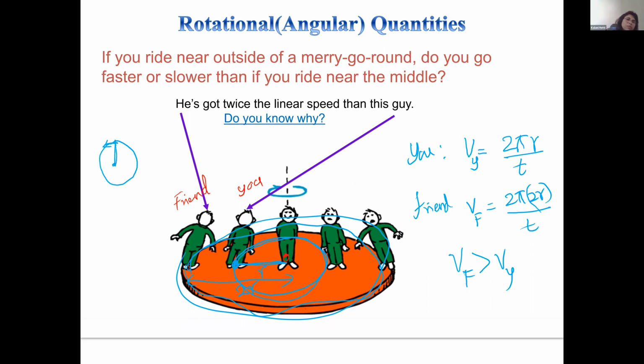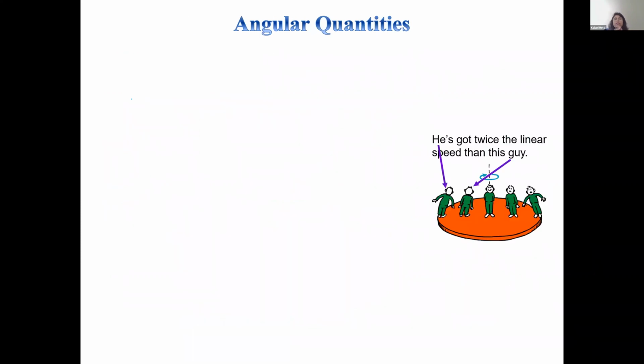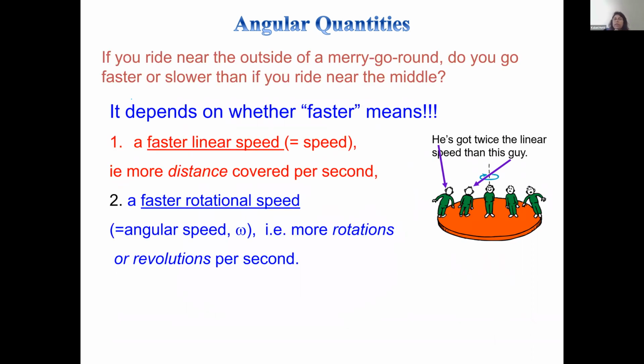That's how these two people, if I draw it in my top view, are riding the merry-go-round. This is you, this is your friend. Right? So now let's rethink the angular quantities. Now we understand why they are moving faster, but why do we have the same period to take one cycle? That is related to the angular quantities.